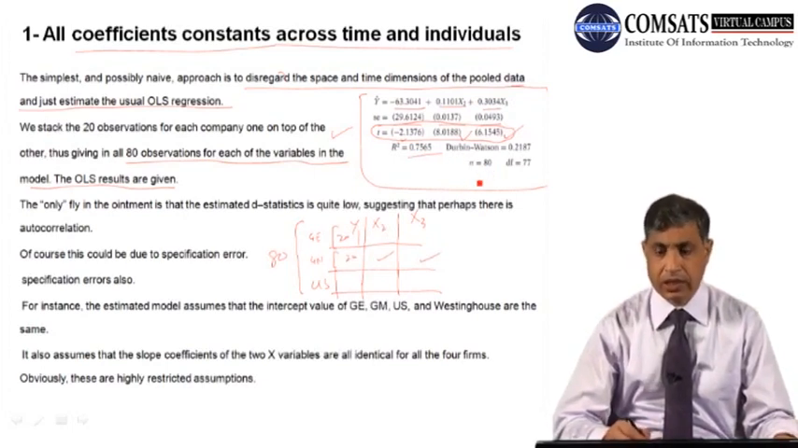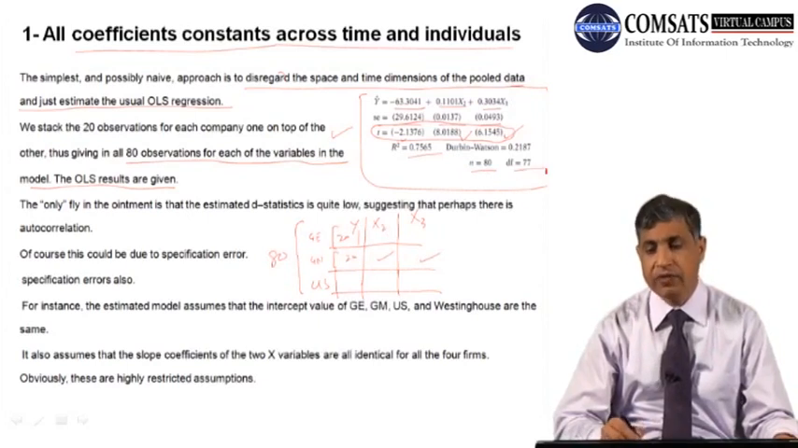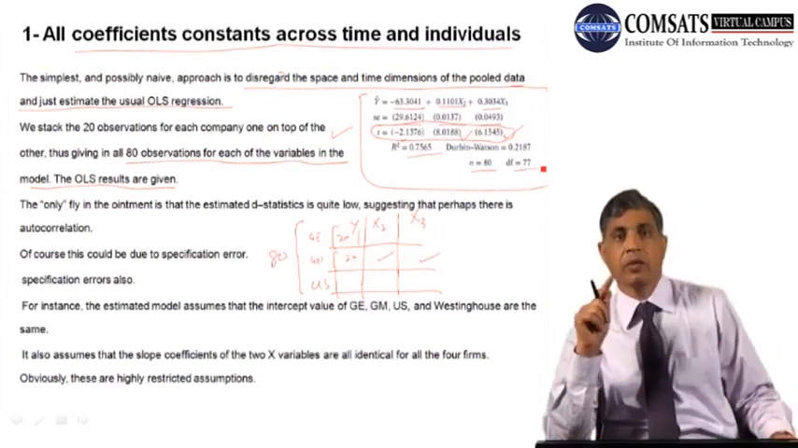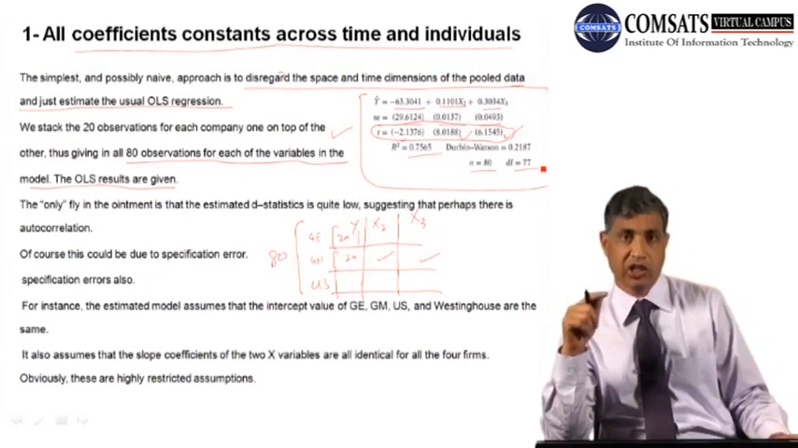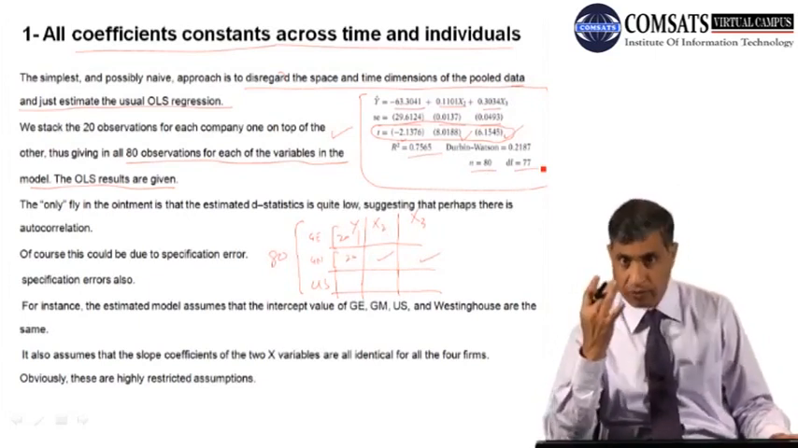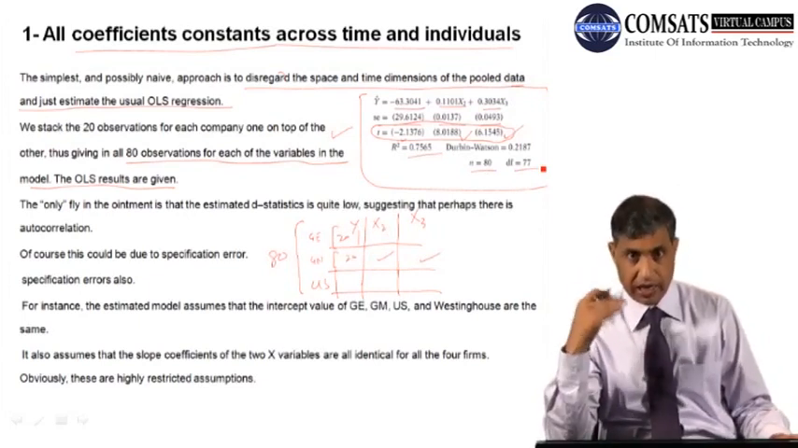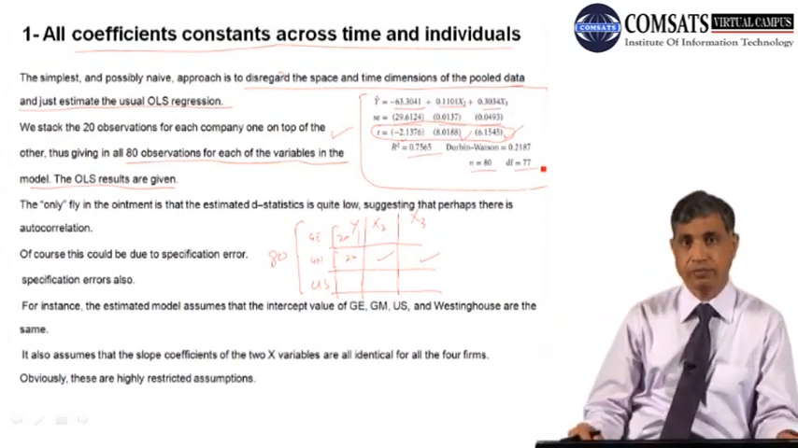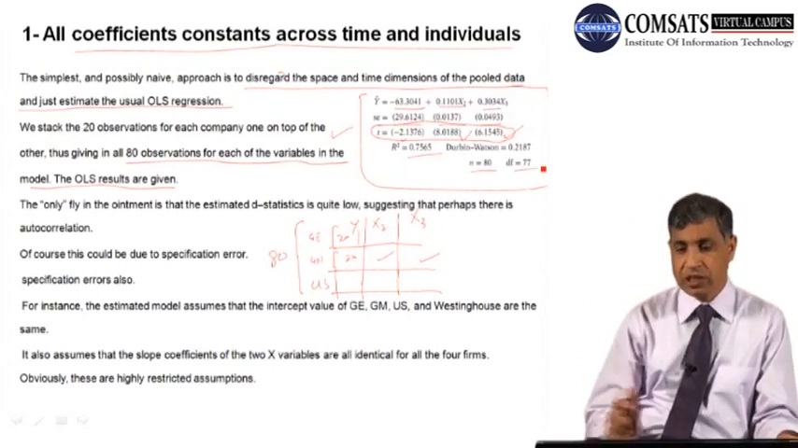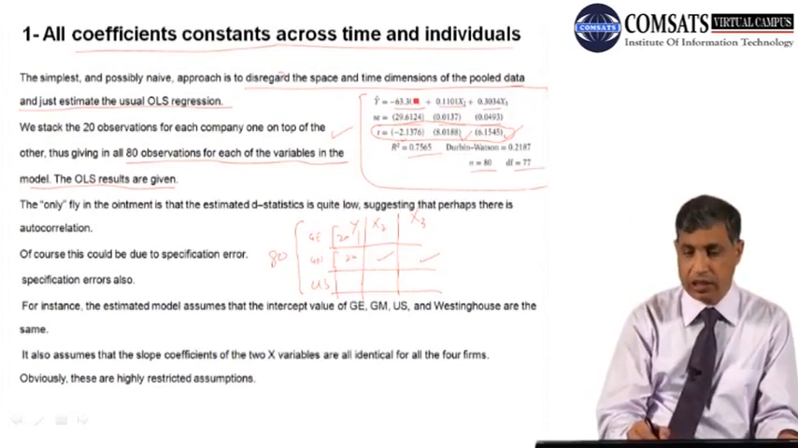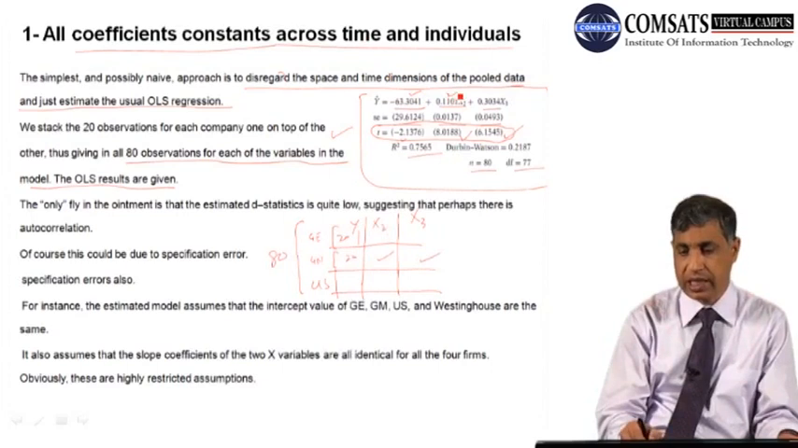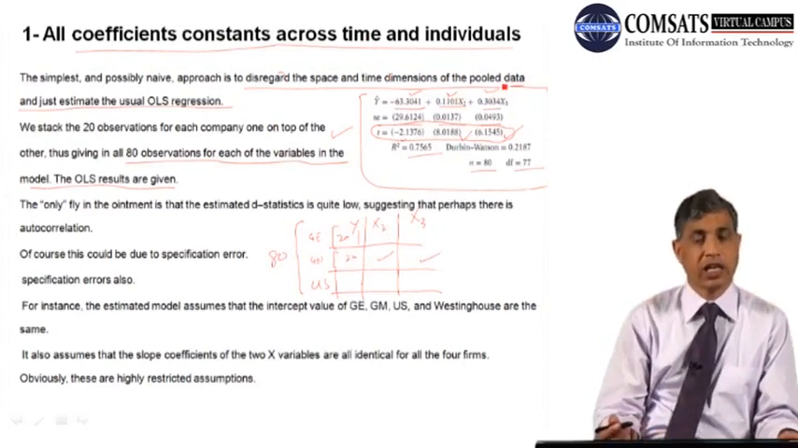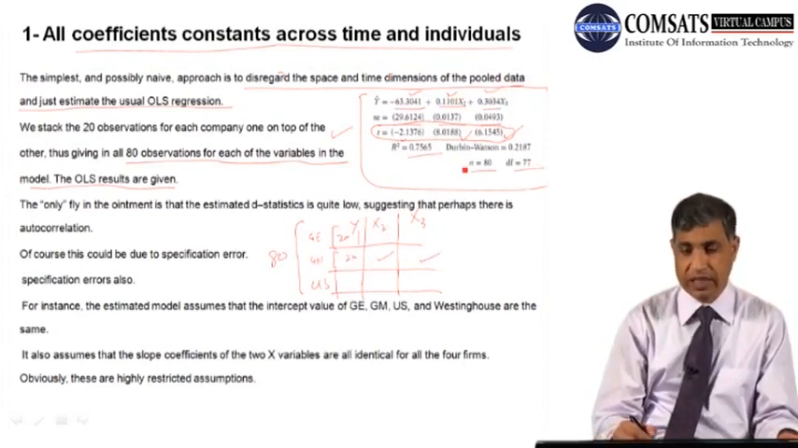But one thing: the number of observations is 80 and the degrees of freedom are 77, because we are estimating 3 parameters. This is n minus k, and it is equal to 77. If you look at the model, this is one parameter, this is the second, this is the third, so these are the k, and n minus k is equal to 77.